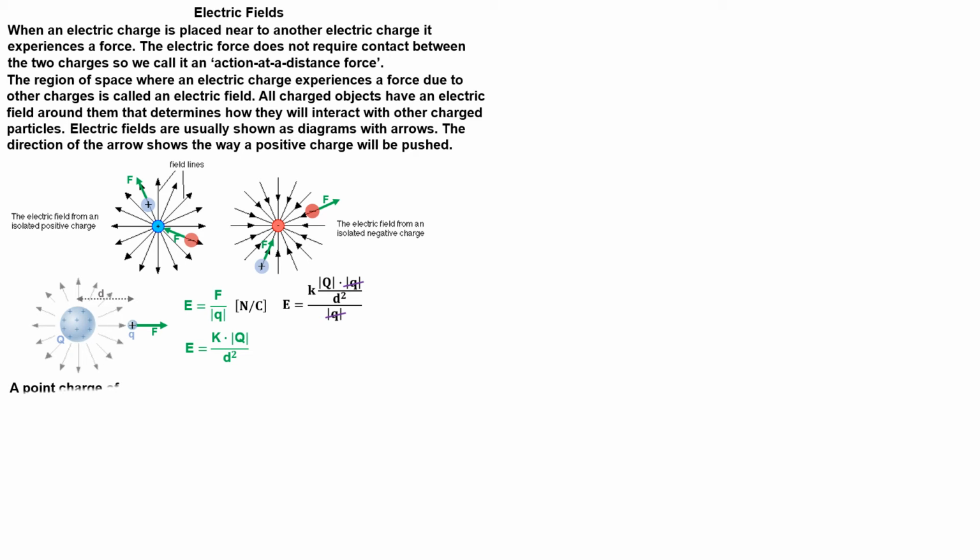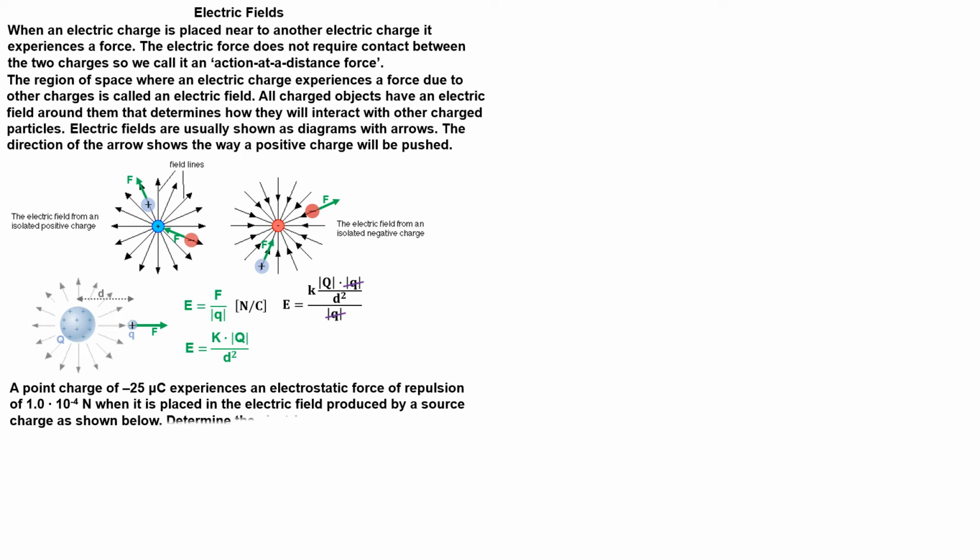A point charge of minus 25 microcoulombs experiences an electrostatic force of repulsion of 1.0 times 10 to the power of minus 4 newtons when it's placed in the electric field produced by a source charge as shown below. Determine the electric field the source charge produces at the point charge. We are given the magnitude of the point charge and the force experienced by it.